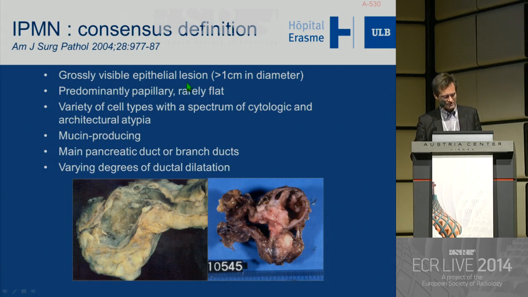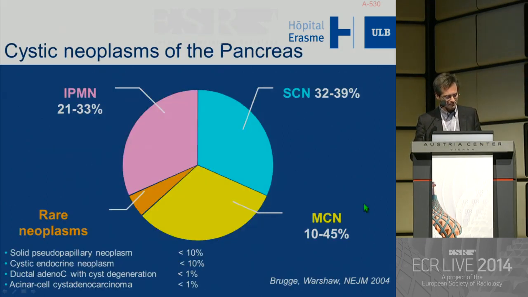This is a grossly visible epithelial lesion, predominantly papillary, rarely flat. You have a variety of cell types in this entity. The most important thing is that it should be mucin producing. The disease may affect the main pancreatic duct or the branch ducts, and you have varying degrees of ductal dilatation. Just two different examples here. You have the papillary proliferation, the ductal dilatation, and the important thing here, and this is just the take-home message for you, is that you have no stricture on the duct side associated with these lesions, since the disease is inside the duct. So we have an expansion of the duct itself, which is represented here in this pathological specimen.